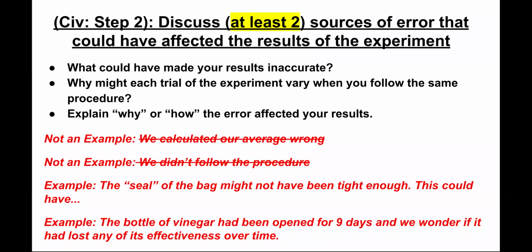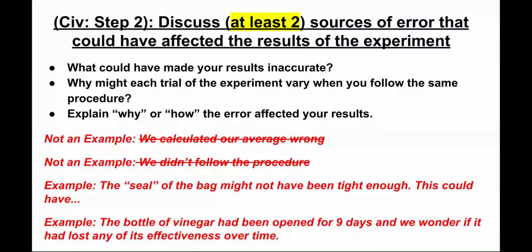Next, in your same conclusion paragraph, all of these sentences for the conclusion kind of go together. You're going to discuss two possible sources of error. What could have affected the results, or made your results inaccurate, possibly? And why might each trial that you did of the experiment have given you slightly different results? What might have caused that? And then finally, explain why you think that was the case or how that affected the outcomes.